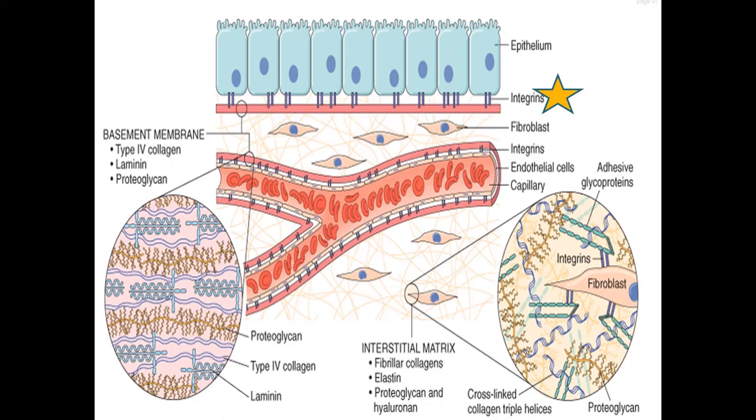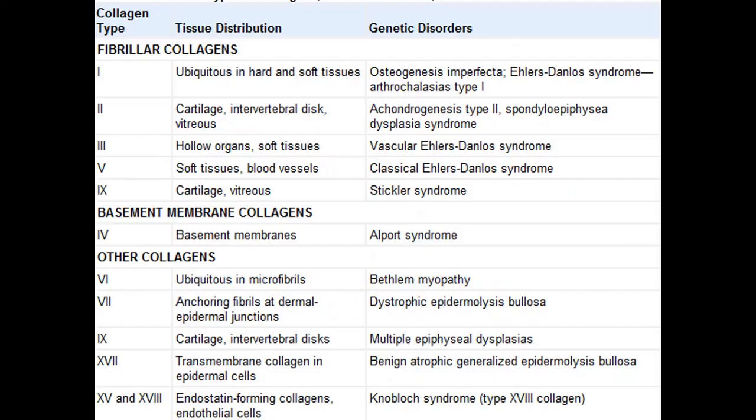So this figure shows some main components of extracellular matrix, which includes collagens, proteoglycans, and adhesive glycoproteins. Both epithelial and mesenchymal cells interact with extracellular matrix via integrins, shown here by a yellow star. Among extracellular matrix proteins, collagens are very important. In this table, different types of collagens along with their tissue distribution are shown. The last column shows the genetic disorders which are associated with these specific collagens.